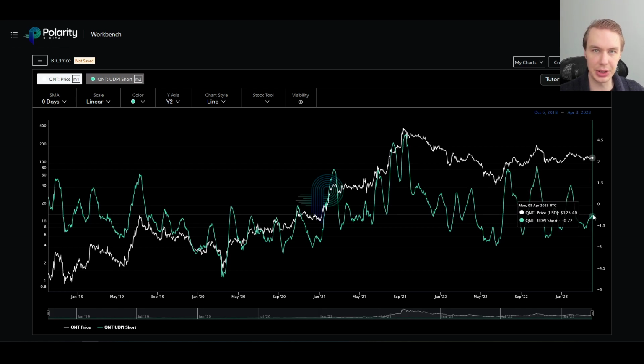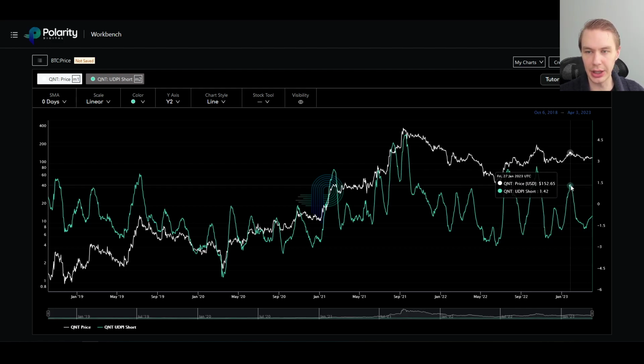And so I think really what's going to be the key here is watching what the broader market does. I really think that Quant's not going to go on its own. I think it's really going to be dependent on what Bitcoin does. If Bitcoin makes a run for 30K and above, then I would expect Quant to be targeting these upside targets on the short-term UDPI.